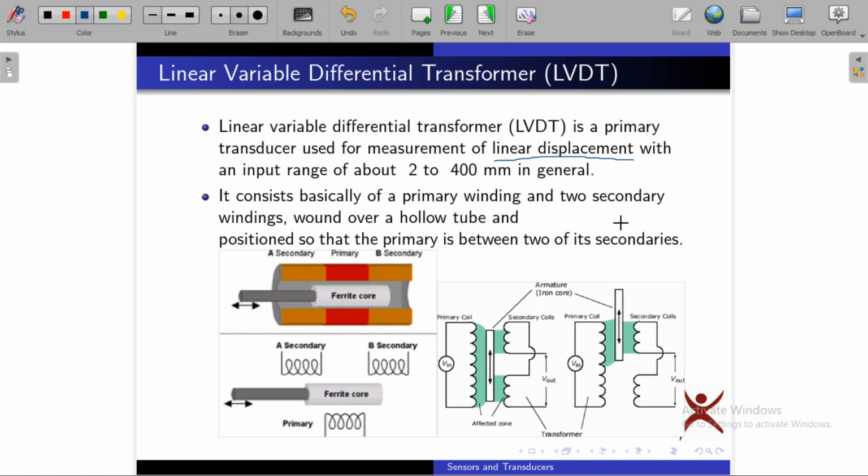It is equipped with two windings. It consists of basically two windings, primary winding and secondary winding. You're going to have two secondary windings wound over a hollow tube and positioned so that the primary is between two of its secondaries. In between two secondaries, you're going to have the primary winding.